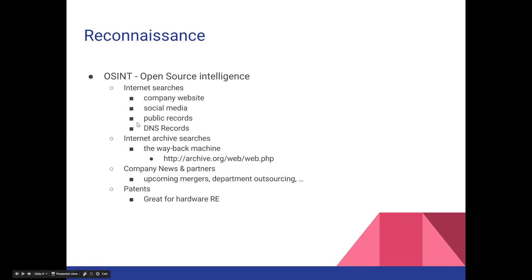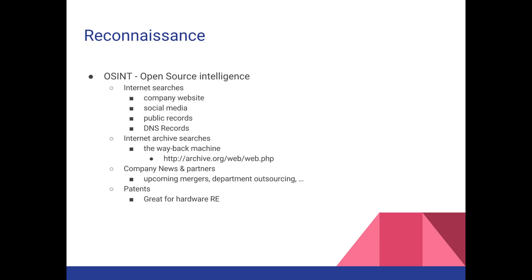You definitely want to look at public records as well as DNS records, because they may show you IPs and other topology of the target servers and network that you may be interested in.